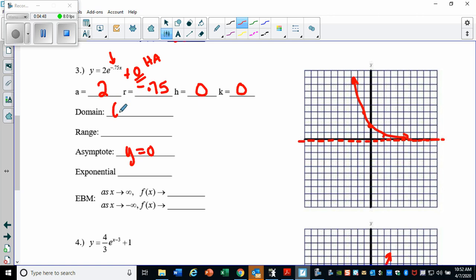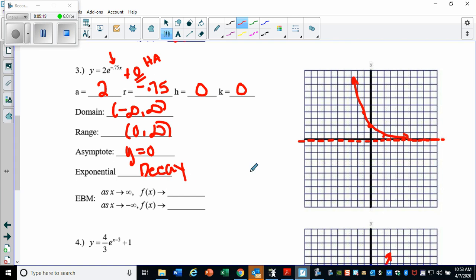Domain is the same for all of these, negative infinity to infinity. Okay, your range in this case is going to be from 0 to infinity since it's above your horizontal asymptote. In this case, this is exponential decay. And the reason it's decay is because as you're walking from left to right, it's going down, down, down, down, down. And then also you're going to check your base. Your base is positive. This is negative. So since this piece is negative, that also makes it decay.